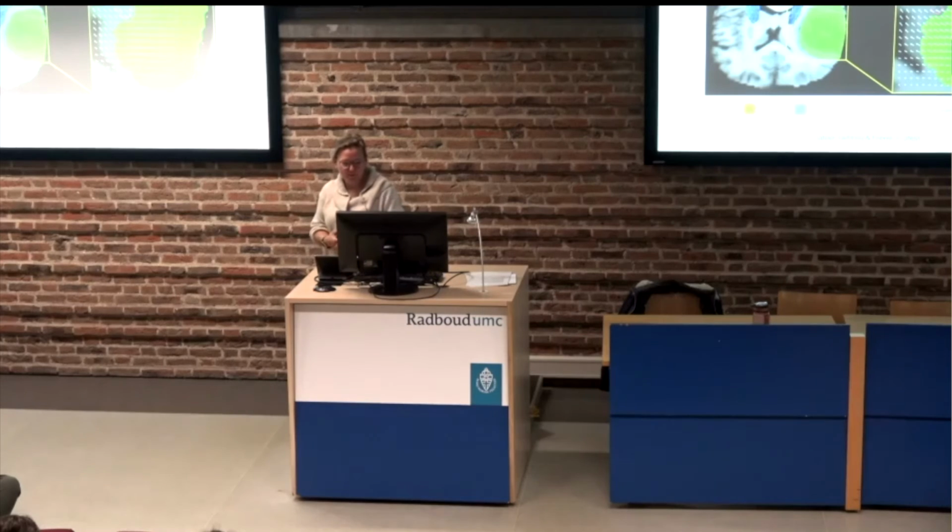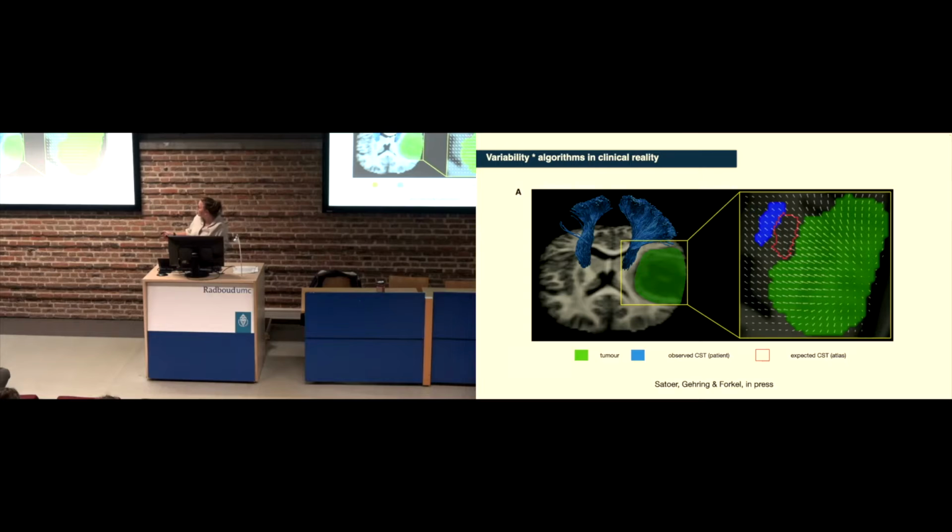And I have one example for you here. So in green you see a tumor lesion, and in blue you see the reconstruction using diffusion weighted imaging for the corticospinal tract. And when you zoom in, the red outline here is where an atlas predicted that the corticospinal tract should be. Now, if any neurosurgeon would operate based on the atlas, they would completely miss the actual tract.